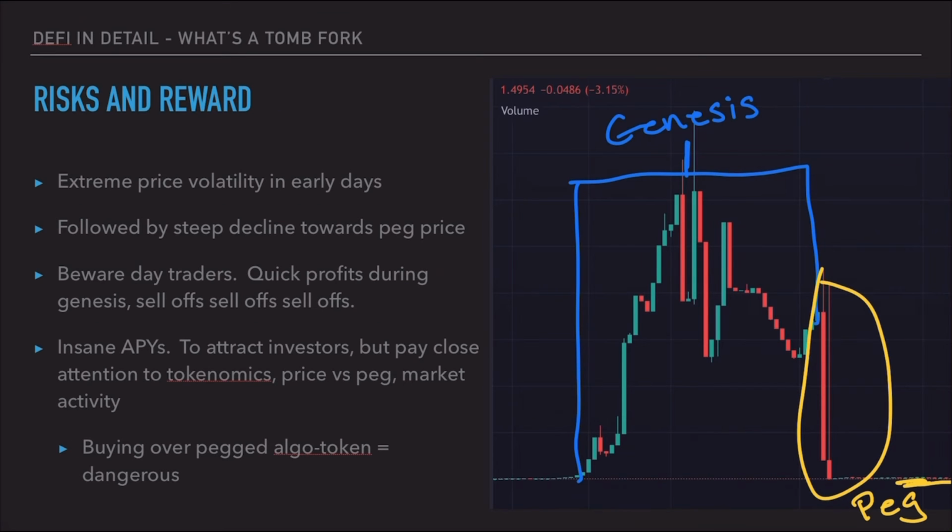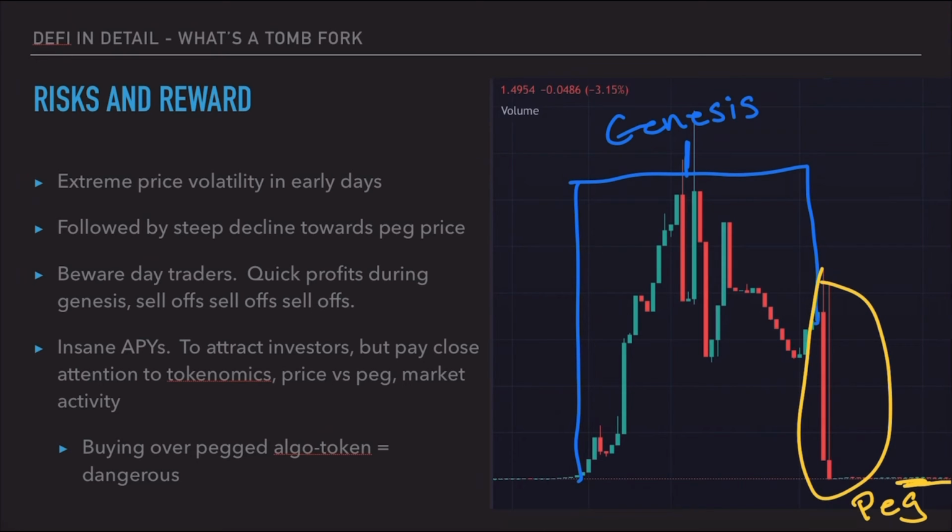Now, some of the risks versus reward here. The early days of tomb forks is incredibly volatile. If you take a look at this chart on the right, this is from a tomb fork, and as you see, a lot of crazy action there during Genesis, and then boom, it just falls from the sky down towards its peg price.